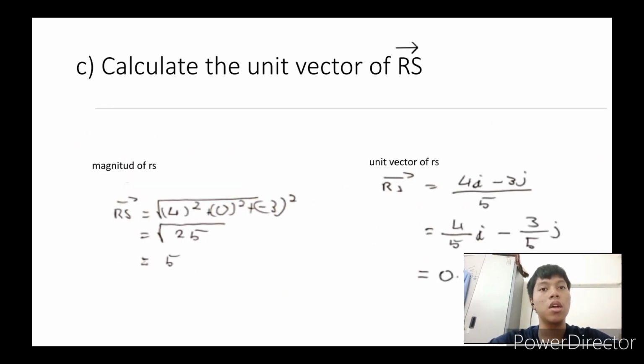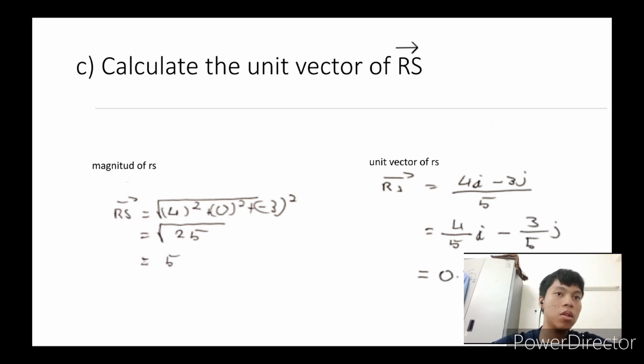Last question. Calculate the unit vector of RS. We must find the magnitude of RS first. The formula for magnitude is square root of 4 power 2 plus 0 power 2 plus negative 3 power 2, and then we get 5.